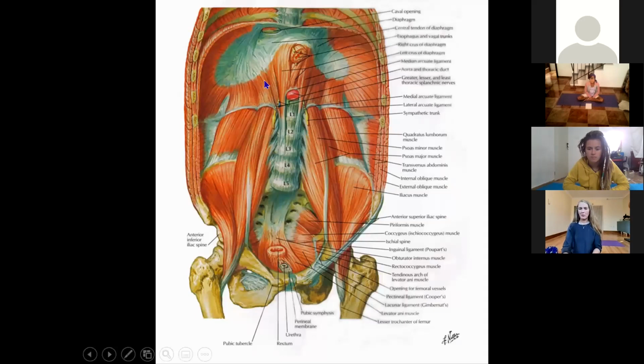This is just another image. So here's your diaphragm up here. And you have these long handlebars of the diaphragm, which are called crura. And Bonnie Bainbridge says that these extend all the way down to your tail. So you can see why when your diaphragm moves, your entire structure might get impacted.